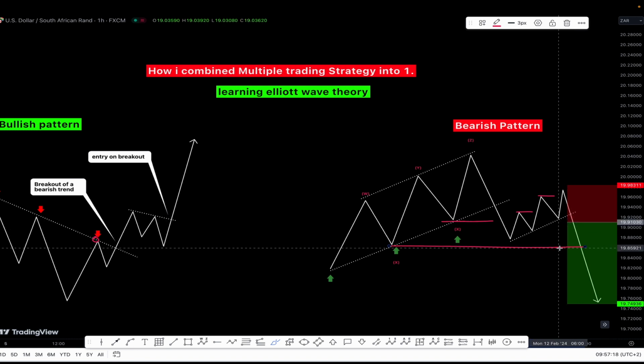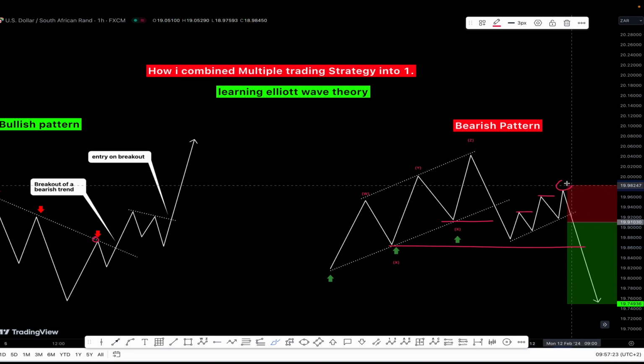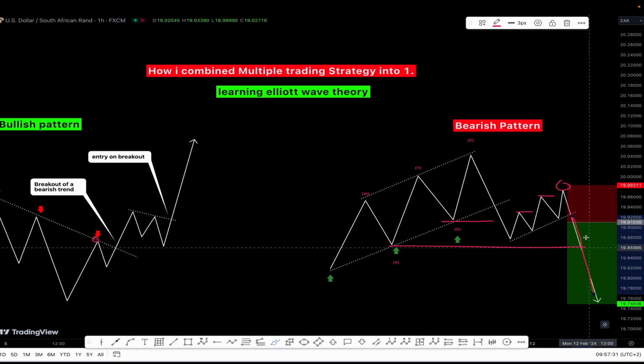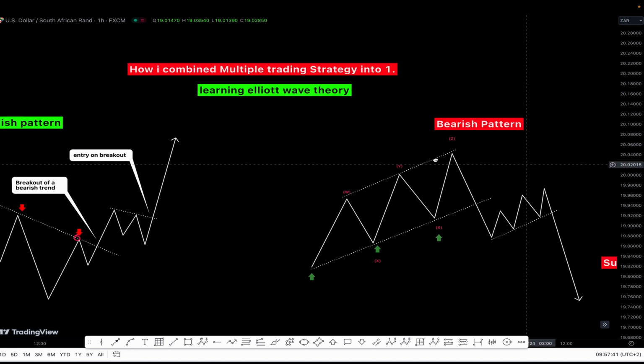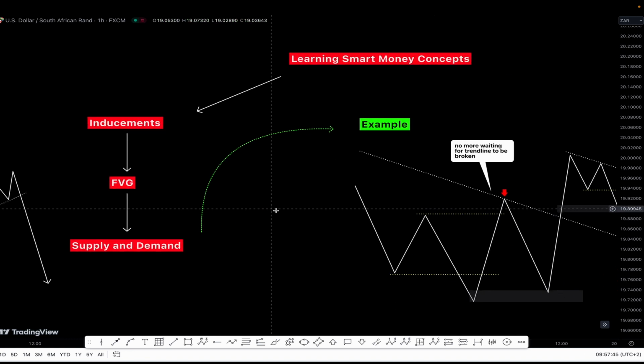So I knew that I had to change something. I needed something that could make me enter around these areas before the breakout, because I already know that the market, when it breaks, might eventually move or retrace back. So then I started to learn smart money concept.